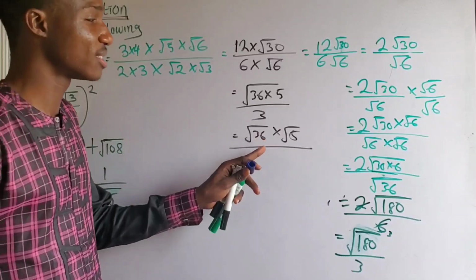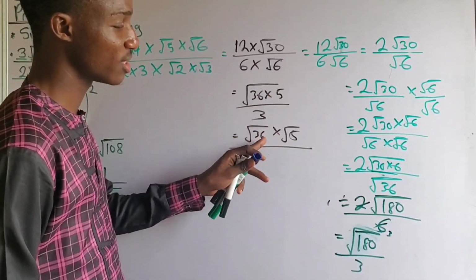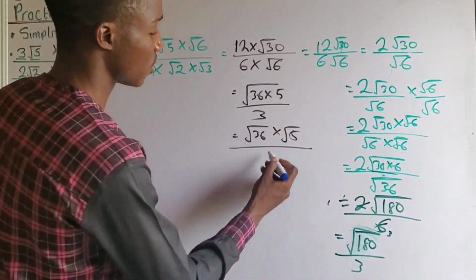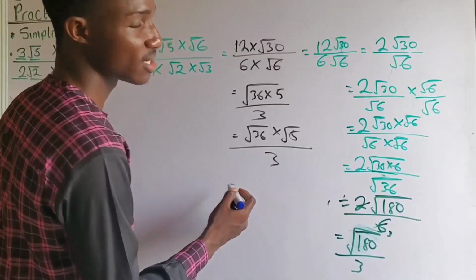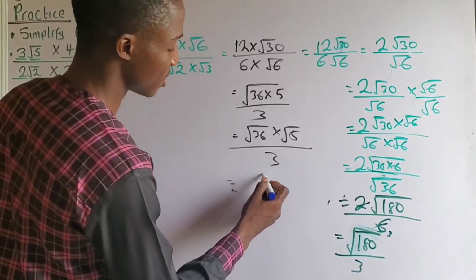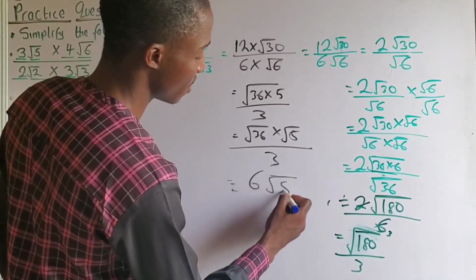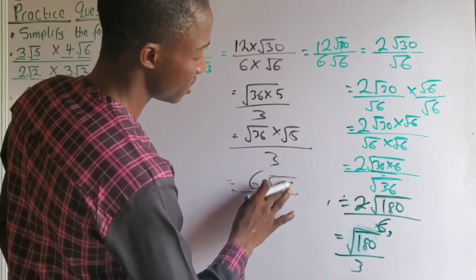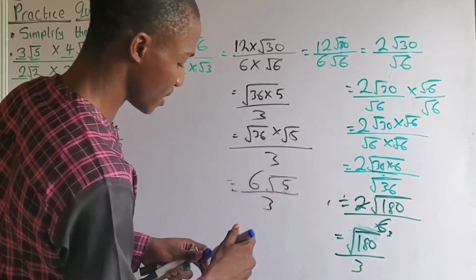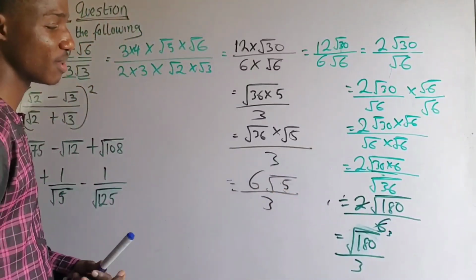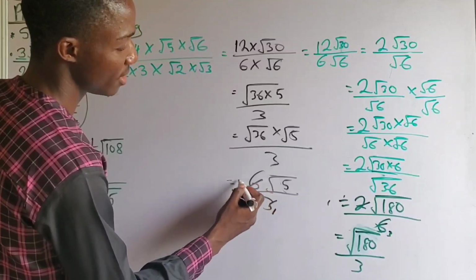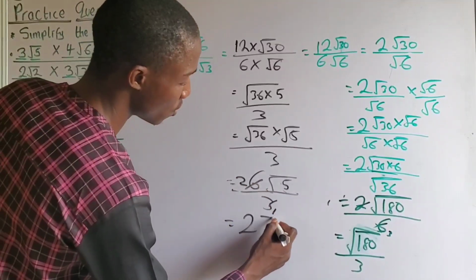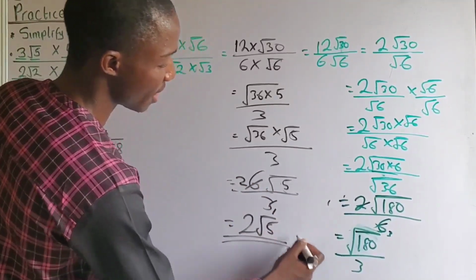So root 36 times 5 can be written as root 36 times root 5, okay? So this over 3, root 36 is what? That is 6. I'm going to have 6 root 5 all over 3. Now we can still simplify. 3 here 1, here 2. I'm going to have 2 root 5, which is the final answer.